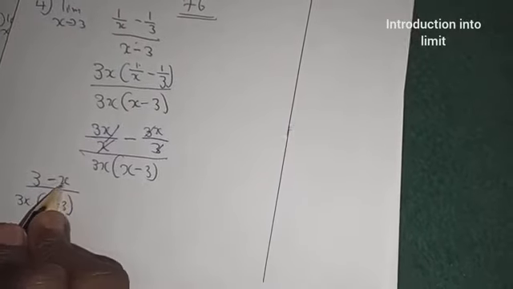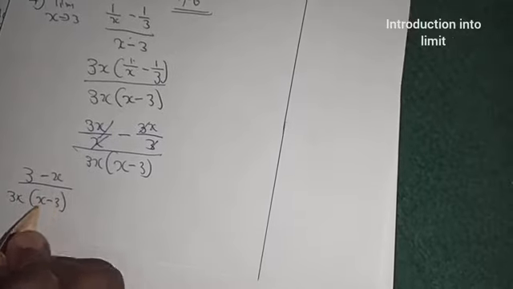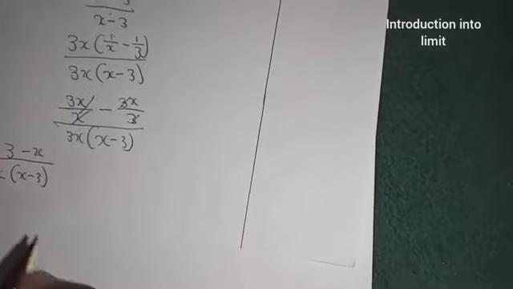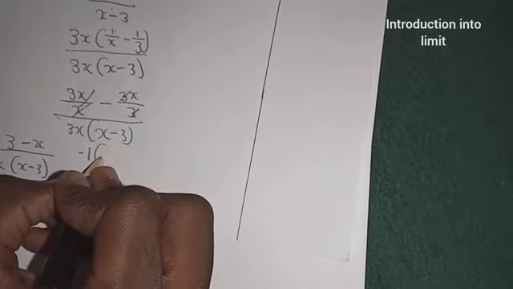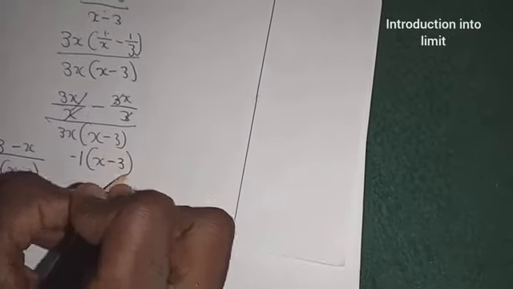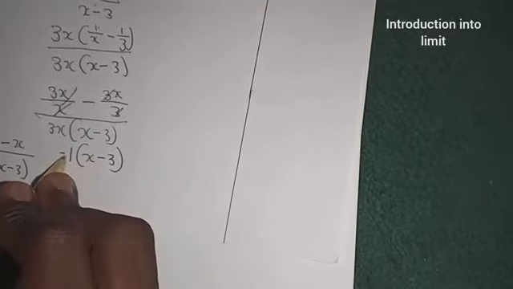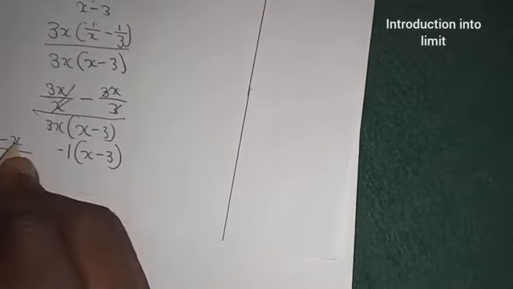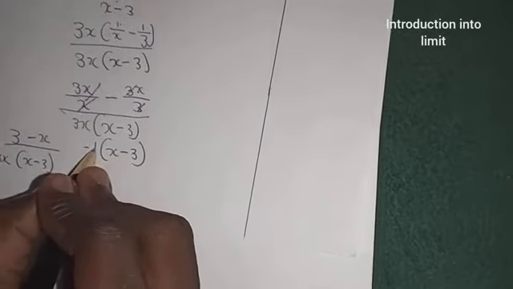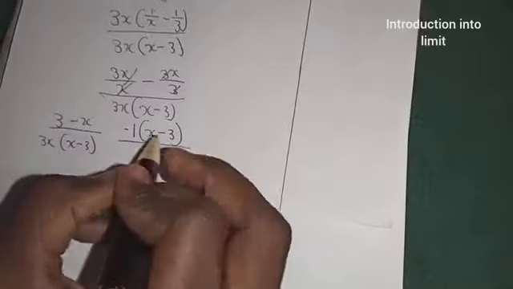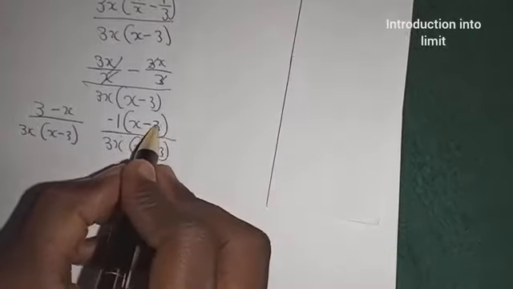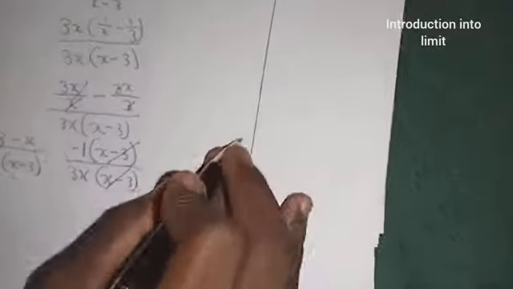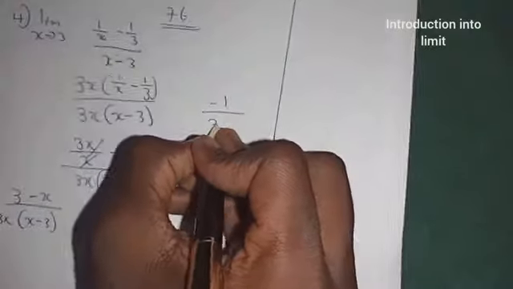So now we need to change the position of this x and this 3 so that it is the same as the one at the denominator. So the next thing we'll do is make it minus 1, open brackets, x minus 3. Because whenever you expand, minus 1 multiplied by x will give you minus x, and minus 3 multiplied by minus 1 will give you positive 3. So all divided by what? 3x, open bracket, x minus 3, close bracket. So this one and this one are the same, so they will cancel each other. And the next thing is minus 1 all divided by 3x.